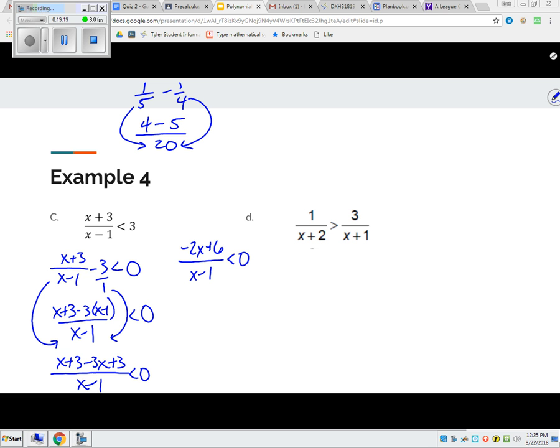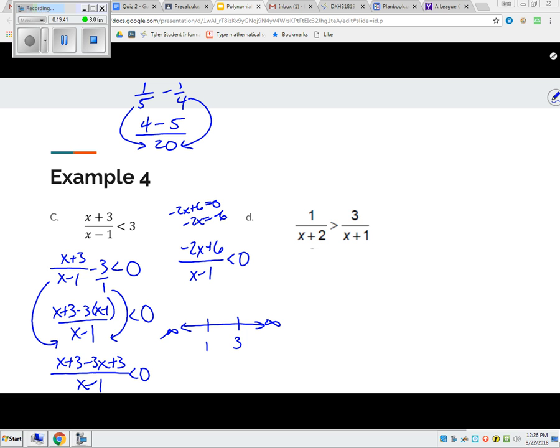Getting my critical numbers now: anything that makes the top or bottom equal to 0. I'm going to be a little shorter this time. Negative 2x plus 6 equals 0, so that would be at 3. So I'm going to put a 3 here and a 1 there. So I just have 3 regions to check on this.